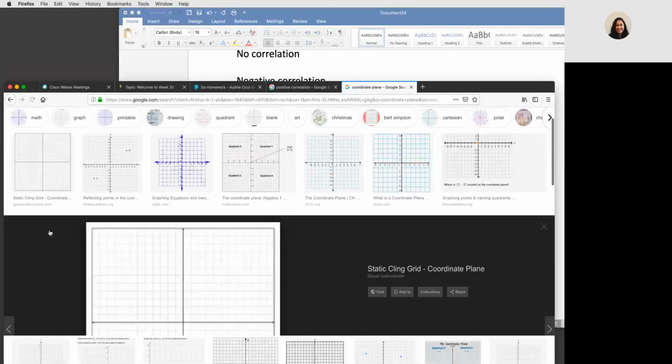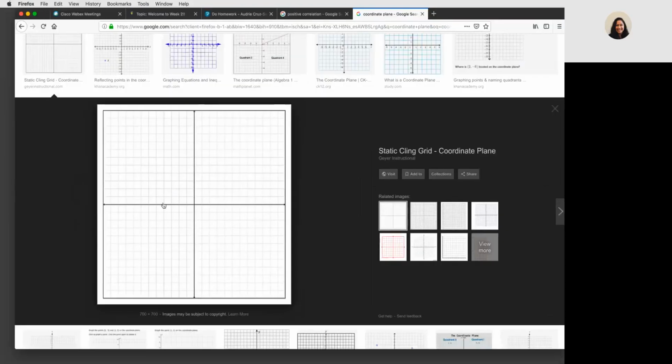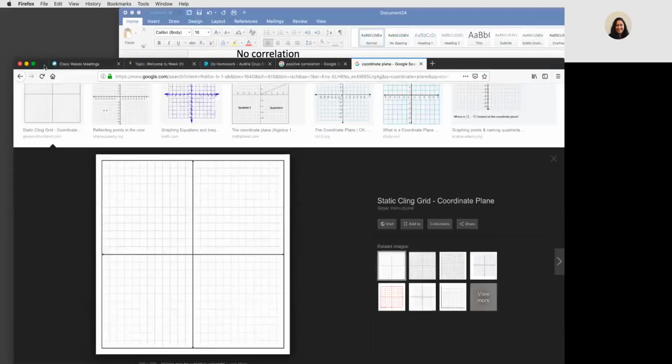Okay, so are we all okay that this right here is a coordinate plane? The horizontal one is the x-axis, and the vertical one is the y-axis. So when I say y-intercept, it's the number where your line crosses the y-axis, which is the vertical axis. Okay, so x-axis is horizontal, y-axis is vertical. All right, so let's go back here.